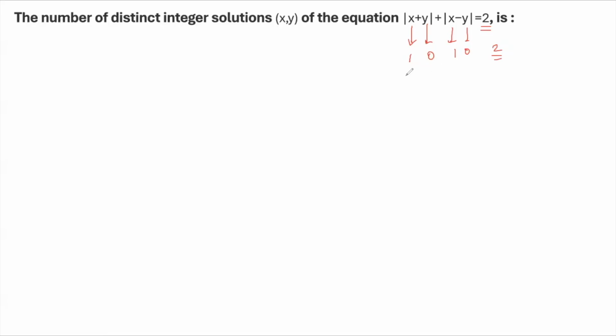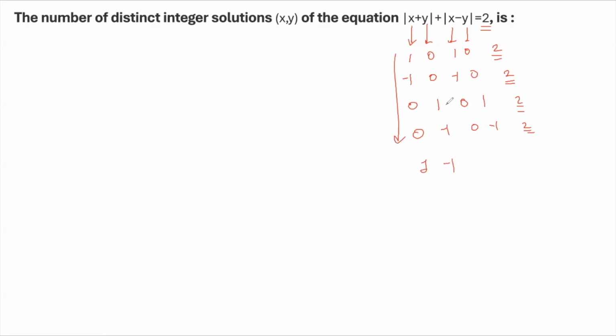The same thing I'll get if I put x as minus 1 and y as 0. So x as minus 1 and y is 0 is the other solution. It will also give me the sum as 2 only. Or I can do 0, 1 for x and y. Or I can do 0, minus 1 also. Similarly, I can take x as 1 and y as minus 1.